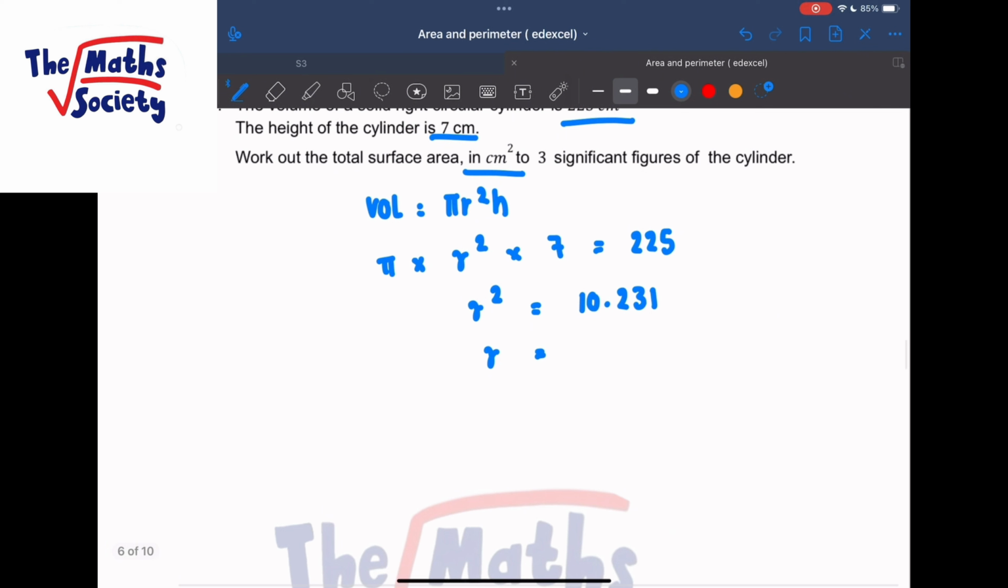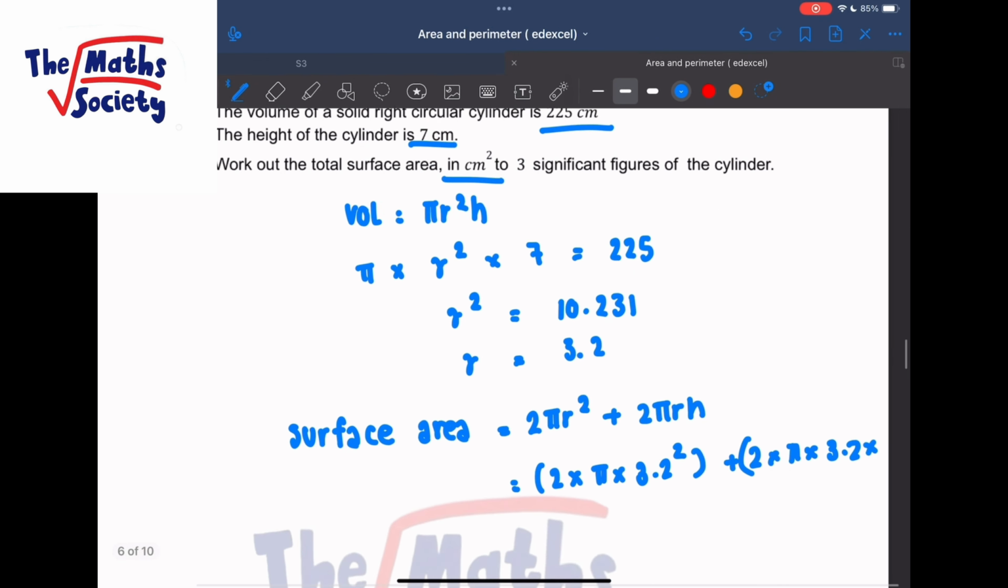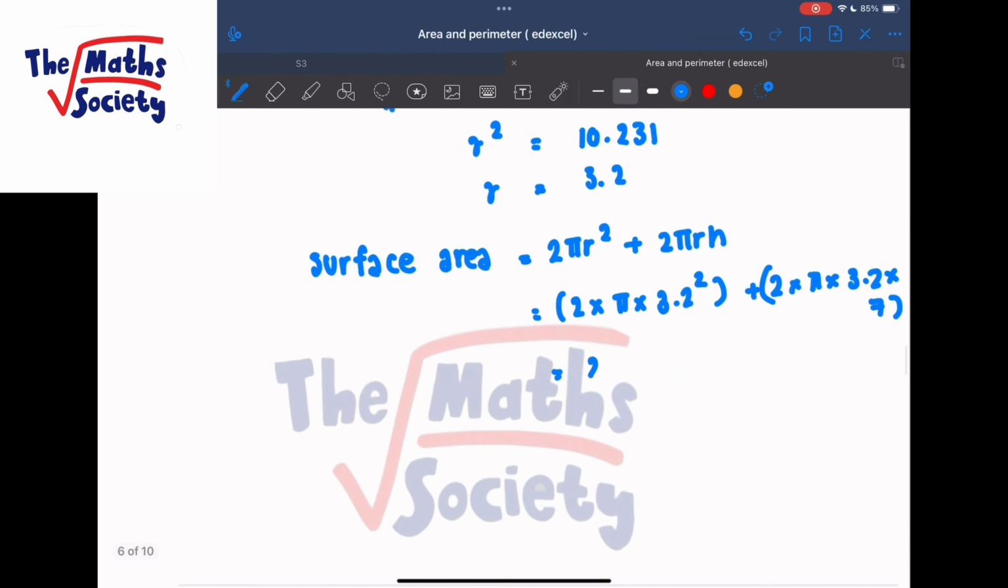And we just need the surface area, which will be equal to, we know the formula, 2 pi r square plus 2 pi r h, because this is a cylinder. So 2 multiplied by pi multiplied by r square, plus 2 multiplied by pi multiplied by 3.2 multiplied by 7, I believe. Yep, 7. I'm just going to write it here, which will give you an answer of 205 centimeter square, and that is your surface area. And then question number 6.